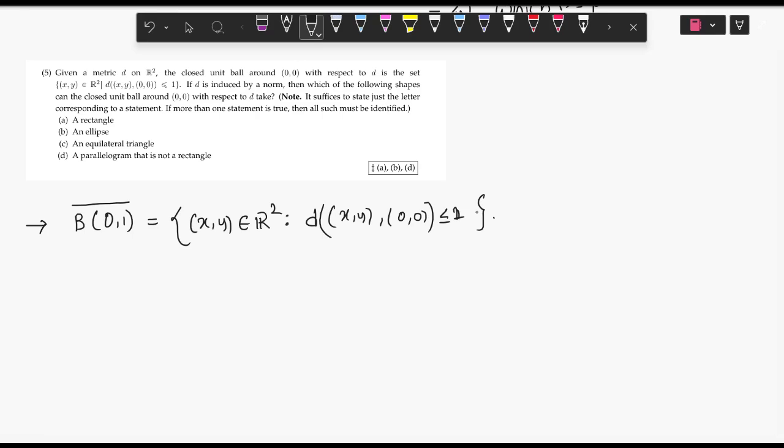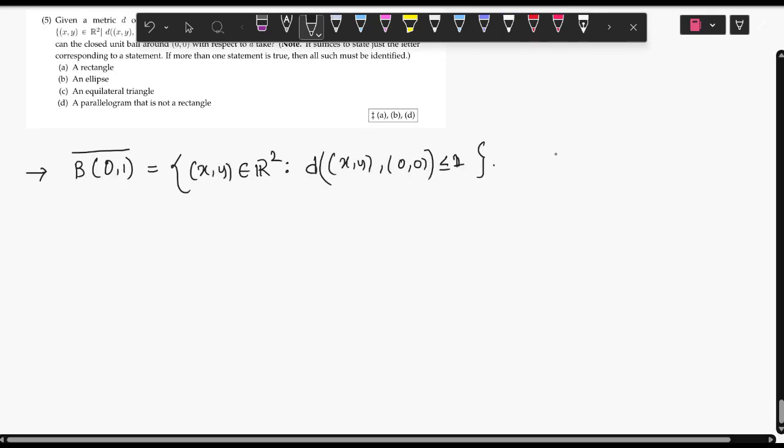Now they are asking, if D is induced by a norm, which of the following shapes can be the closed unit ball of 0 with respect to D. The shapes are a rectangle, an ellipse, an equilateral triangle, and a parallelogram that is not a rectangle. So let's get started.